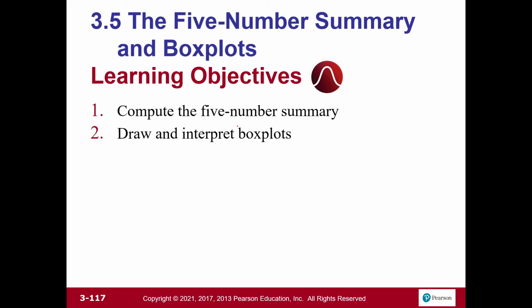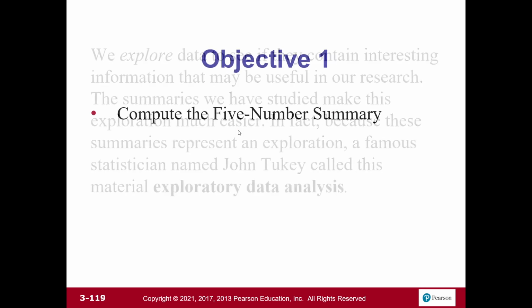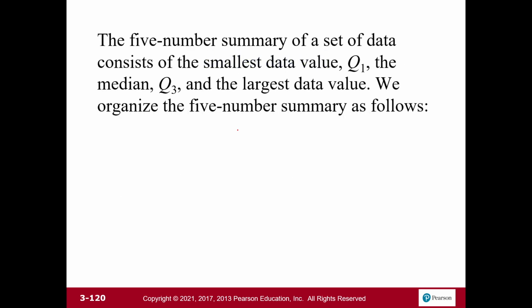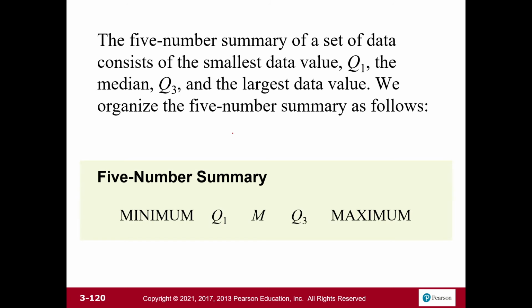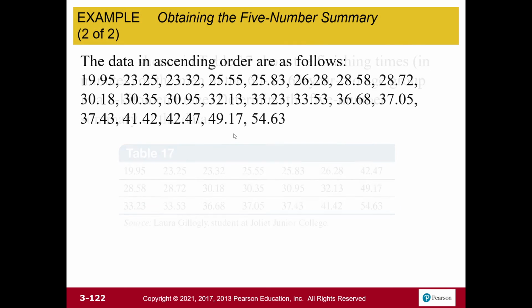All right, and finally the 5-number summary. The 5-number summary consists of the smallest value, Q1, the median, Q3, and the largest. The calculator does give you the 5-number summary when you use one var stats.